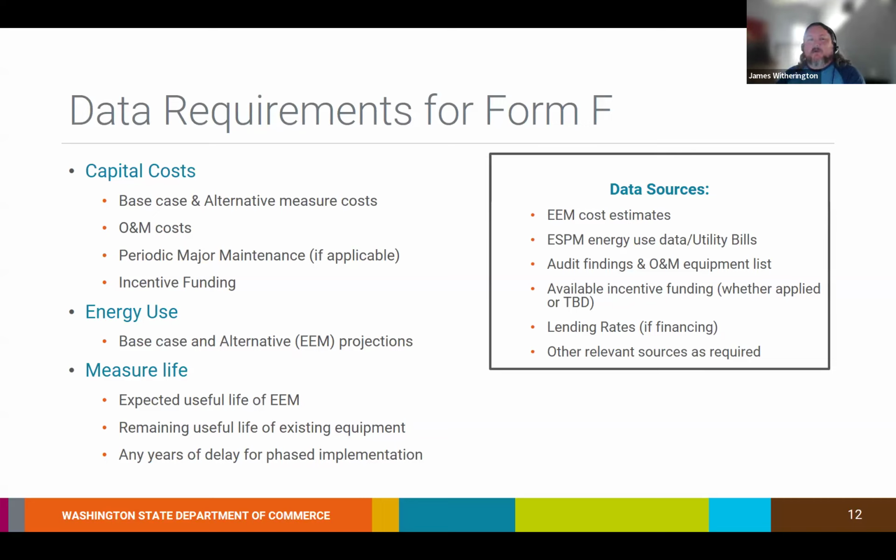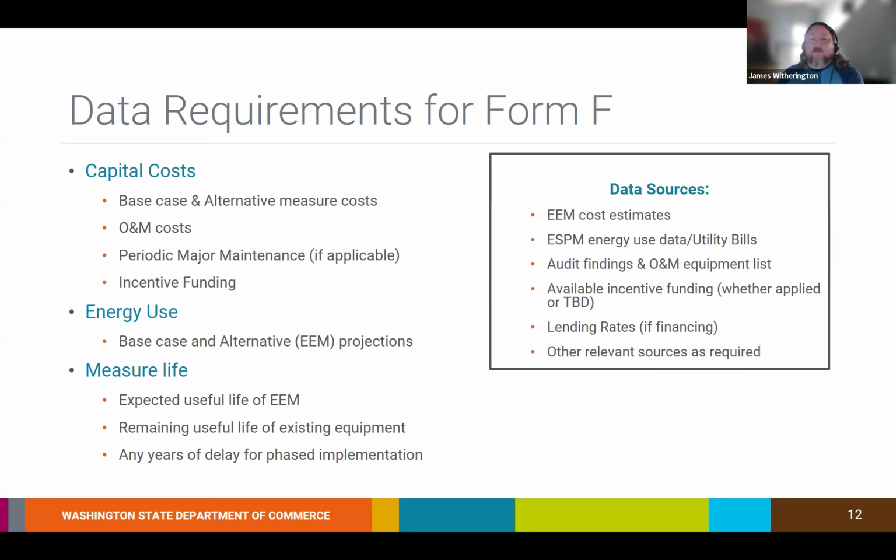For energy use, you would need to have your base case energy use based on, technically, a year of energy reporting data, and that would show both the amount of energy use, so if it's kilowatt hours or therms, and your actual cost. For the alternative, you would have your energy use projections, so what do you expect your energy use and energy use cost to be when the EEMs are implemented.